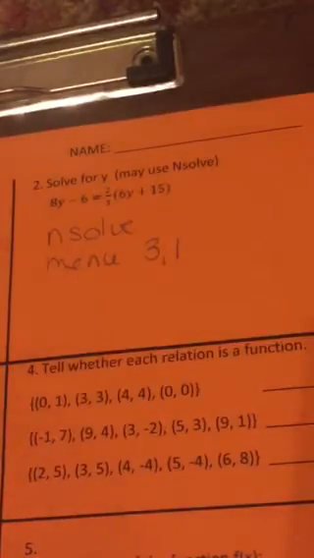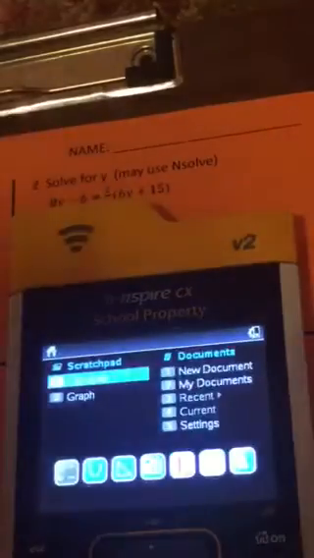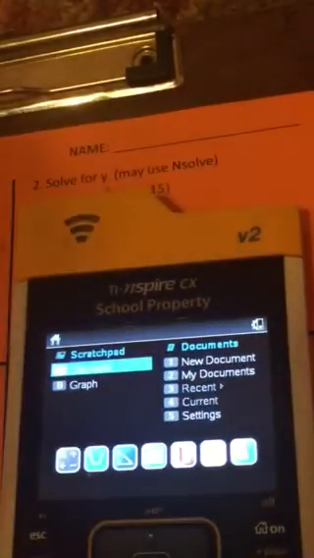All right, now we're going to move on to number 2. That one I told you you can do in n-solve. And if you do end up doing it by hand, I'm going to give you extra credit. So n-solve is menu 3, 1. I happen to have a calculator here, so we're going to go ahead and do it. I hope everybody can see.